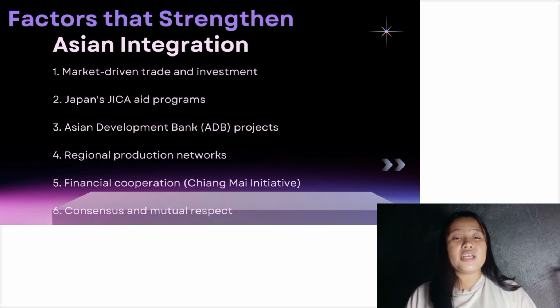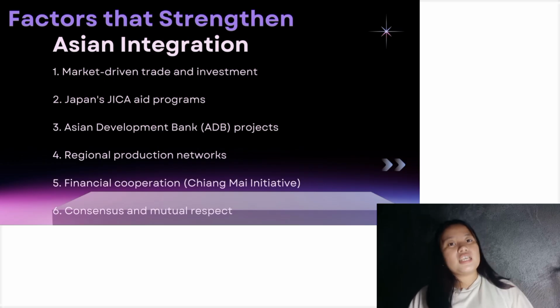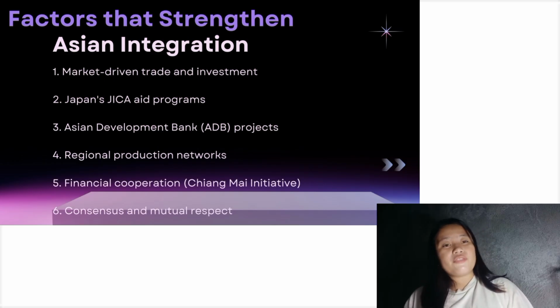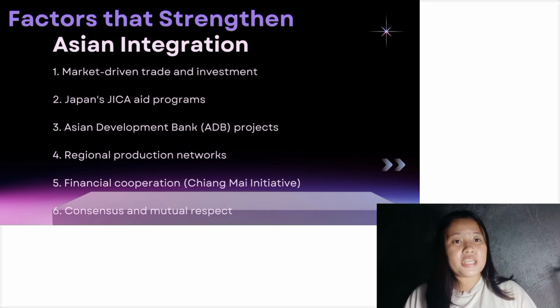Third is the Asian Development Bank or ADB project. ADB funds projects in Asia. These projects connect countries and help them develop together. Fourth is the regional production networks. Different parts of a product are made in different Asian countries. This creates a supply chain across borders, linking economies.